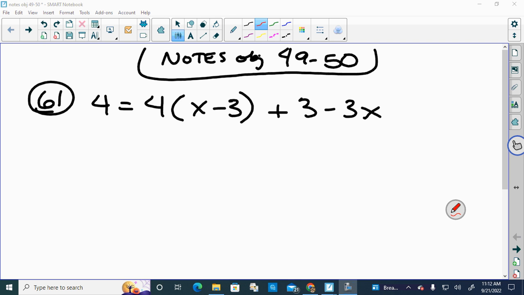Equals 4, and then parentheses x minus 3, close parentheses, plus 3 minus 3x. So this is a lot of continuation, just a little bit more with parentheses and stuff. You didn't have a whole lot of parentheses in the last section. So we're still just solving equations in this one, just like our last objectives 46 through 48. Okay, so writing that one down.